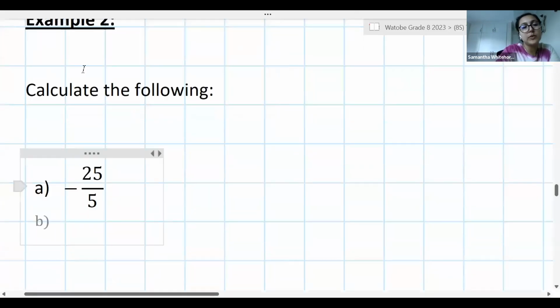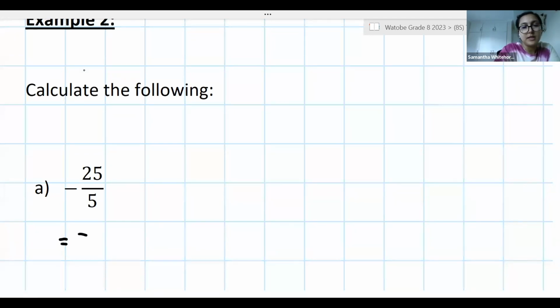Now, sometimes we might want to write a fraction with a division sign. So this would be negative 25 divided by 5.